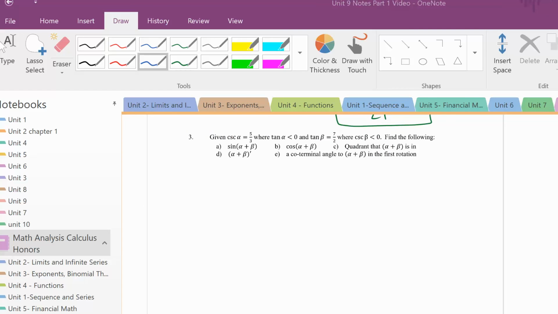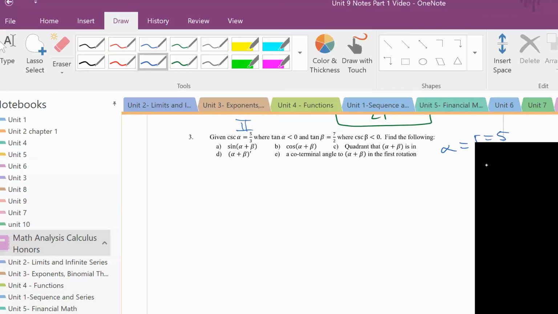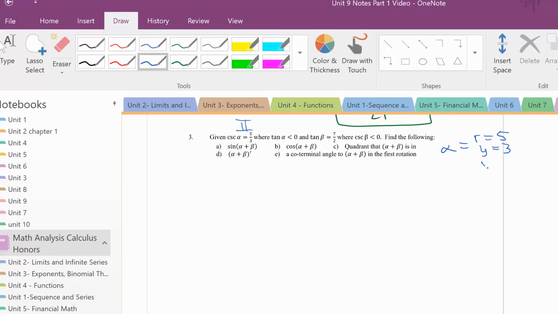All right, next, for number 3, it tells us the cosecant of alpha is positive, where the tangent of alpha is negative. So if the cosecant is positive, that means the sine is positive, and the tangent's negative, which is in the second quadrant. So that means for alpha, r is 5, y is 3. So that means x is negative 4.